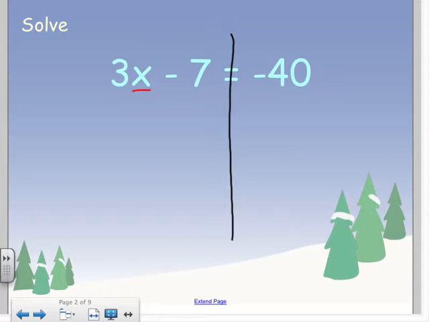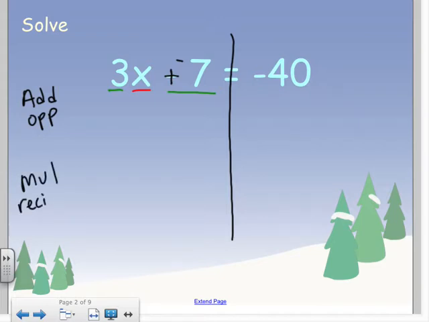So that means we need to get rid of the 3, and we need to get rid of the minus 7. I'm going to change the minus 7, make that plus -7. Okay, so we know our two steps: add the opposite, and then multiply by the reciprocal. And the question is, what order do we do them in? So we're going to do them in that order I just listed them. Add the opposite, multiply by the reciprocal.